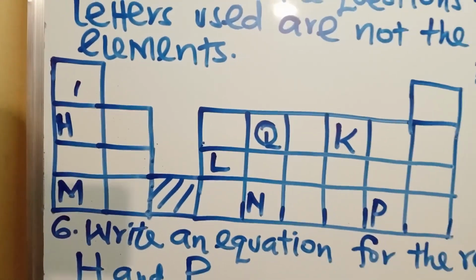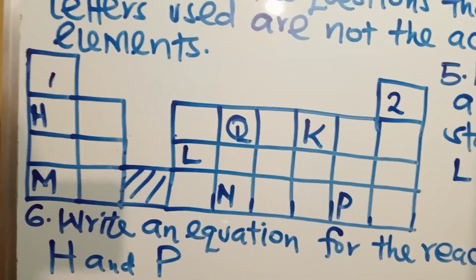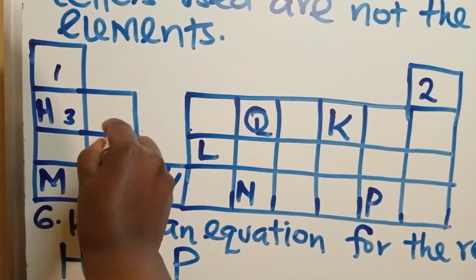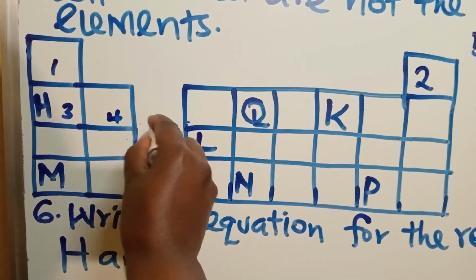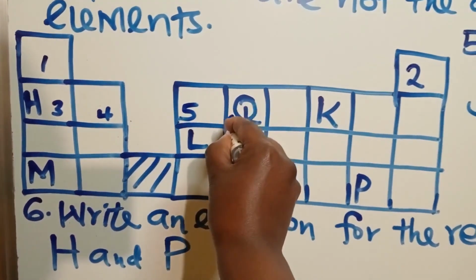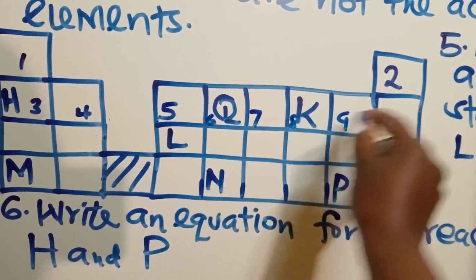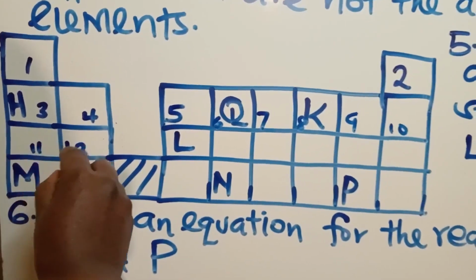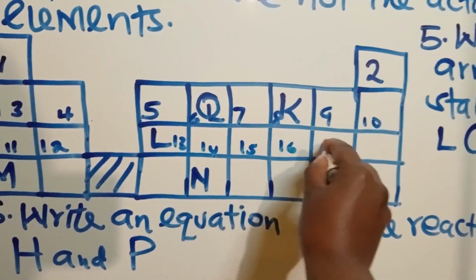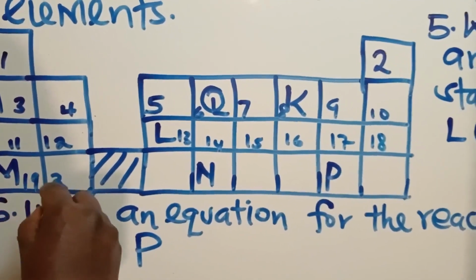We begin with 1 there. We go to the other side where we have 2. We come back here with 3, then 4, we omit this space, we go to 5, then to 6, then to 7, to 8, to 9, to 10, 11, 12, 13, 14, 15, 16, 17, 18, 19, 20.